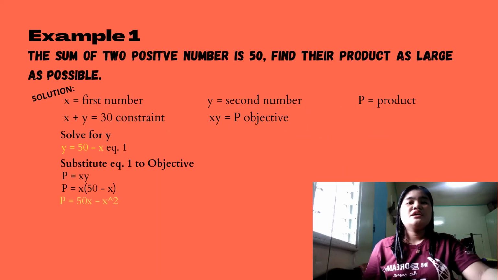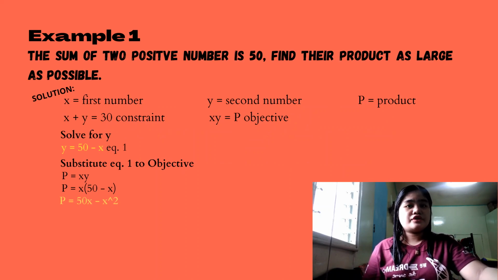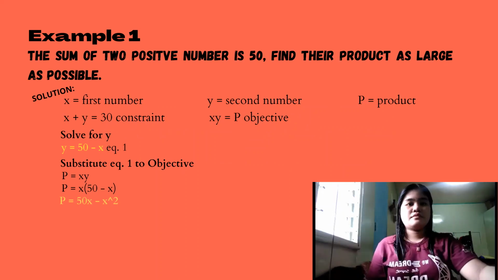Example 1. The sum of two positive numbers is 50. Find their product as large as possible. We have step 1. Our x will be our first number, y will be our second number, and p is for the product. Next, we have our constraint here.